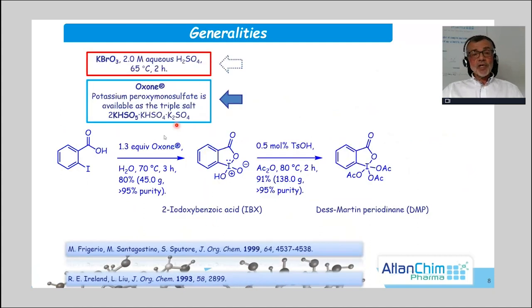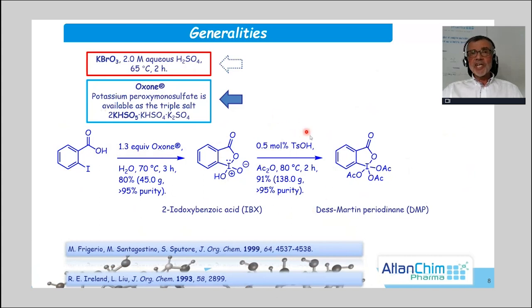For the preparation of the Dess-Martin reagent, it turned out that the use of Oxone instead of potassium bromate in aqueous sulfuric acid was more convenient for many reasons in order to obtain the 2-iodoxybenzoic acid, also known as IBX. Oxidation of the 2-iodobenzoic acid was complete in 3 hours in water at 70 degrees with 1.3 equivalents of Oxone.